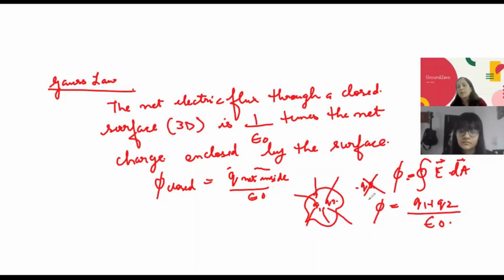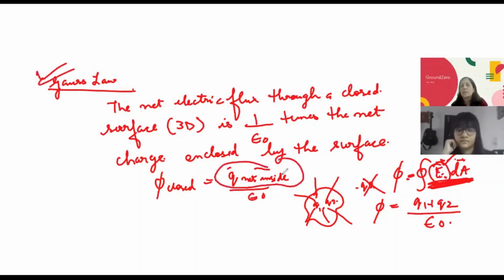And if you are finding it mathematically using this formula, then what will be this E? You have to calculate this E, and this E will be due to which charges? Will it be Q1 and Q2? Won't it be Q3 also? Yes, Q3 too. So that's the difference. When you are using this mathematical formula, you have to consider all the charges present, so you have to consider Q1, Q2, and Q3. But when you are using the Gauss law, you have to consider only the charges which are inside the surface.